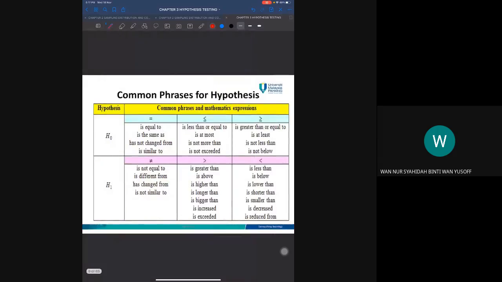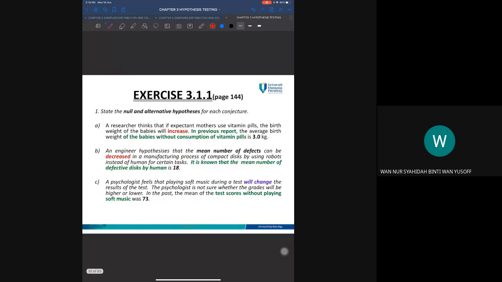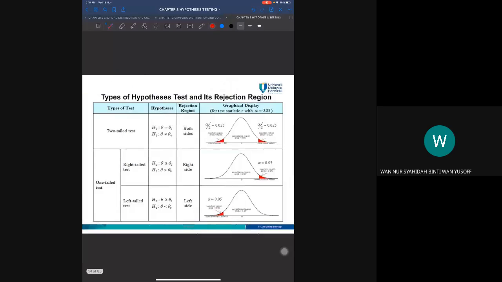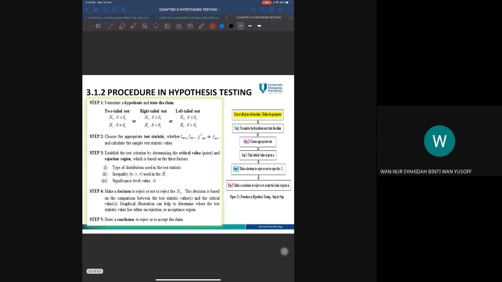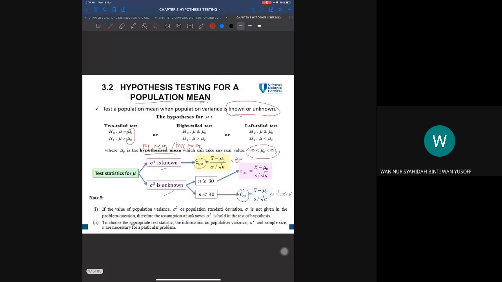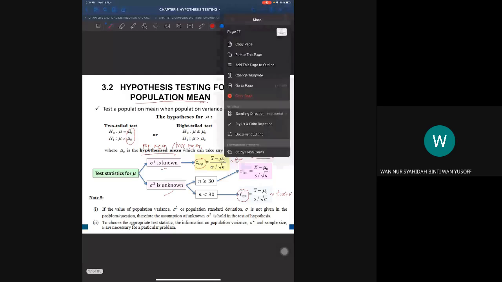So this is a list of common phrases that we use for the hypothesis. You should be well acquainted with all these terms. For example, at most must be less than or equal, whereas at least is greater than or equal. All these definitions we will discuss during the exercise. This is the procedure, and this is a proper conclusion statement, which I will discuss through the exercise. Any questions so far?